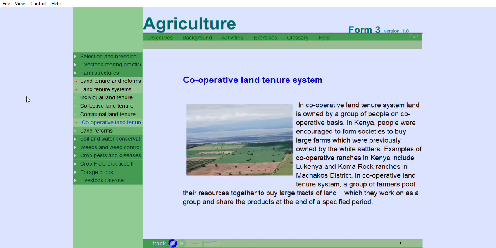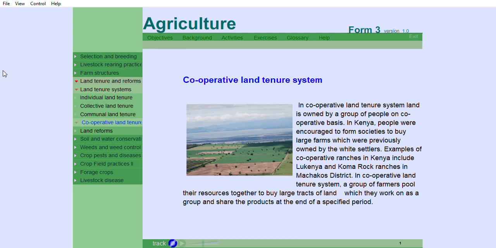Cooperative land tenure system. In cooperative land tenure system, land is owned by a group of people on cooperative basis. In Kenya, people were encouraged to form societies to buy large farms which were previously owned by the white settlers. Examples of cooperative ranches in Kenya include Lukenya and Komarok ranches in Machakos district.